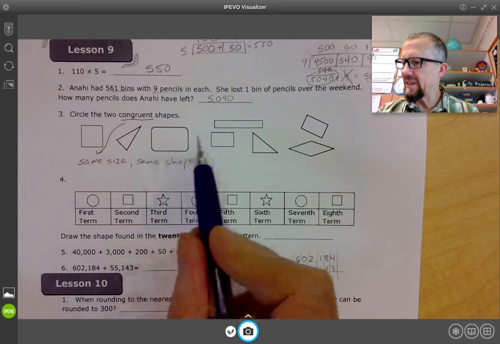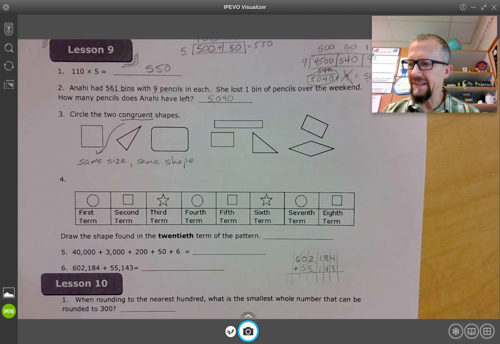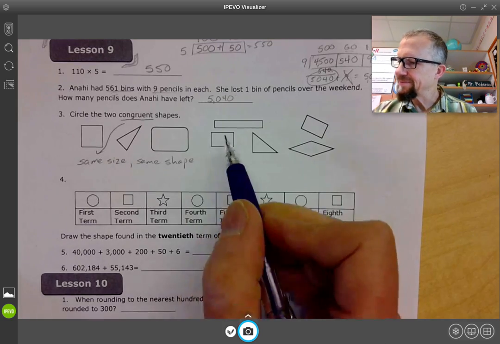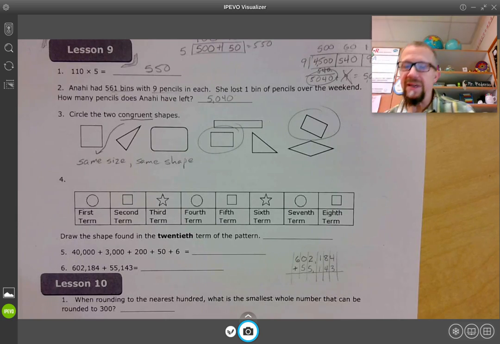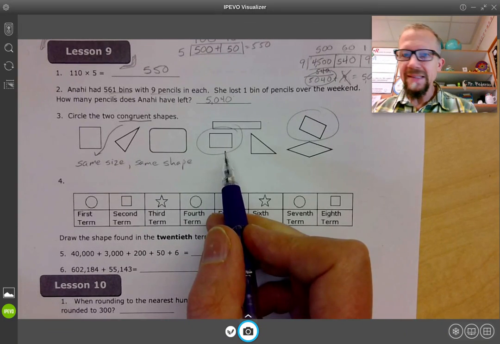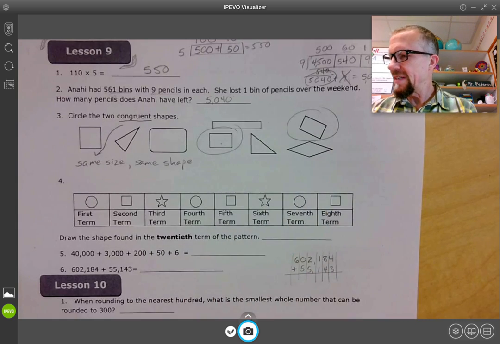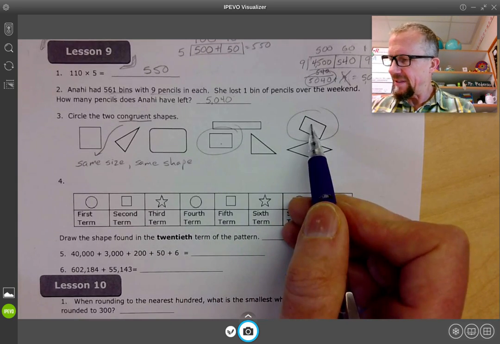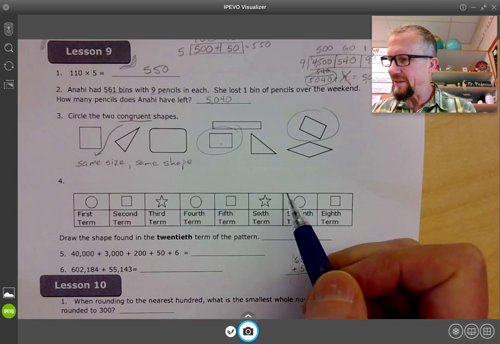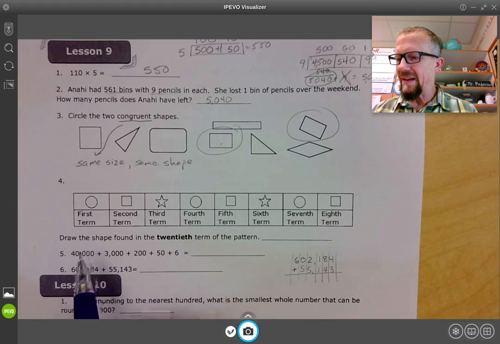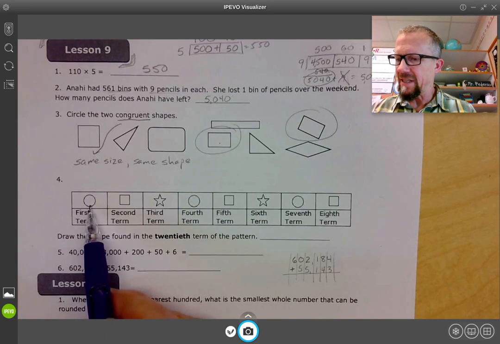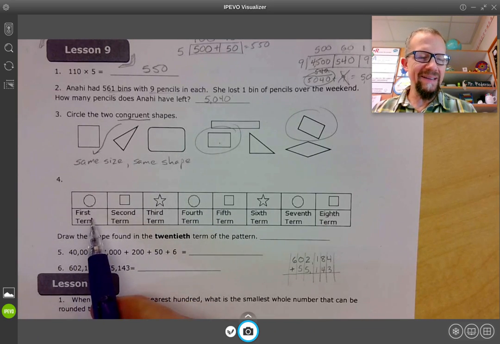Okay, so we are looking at all these. Which two do we see that are exactly the same? One is in a slightly different spot, maybe tilted a little, but these two, excuse me, sorry, the smoke is in the air. These two are the same size, same shape. This one's tilted a little, but you can see they are the same size and they are both rectangles. Nothing else is exactly the same. So I circled those.